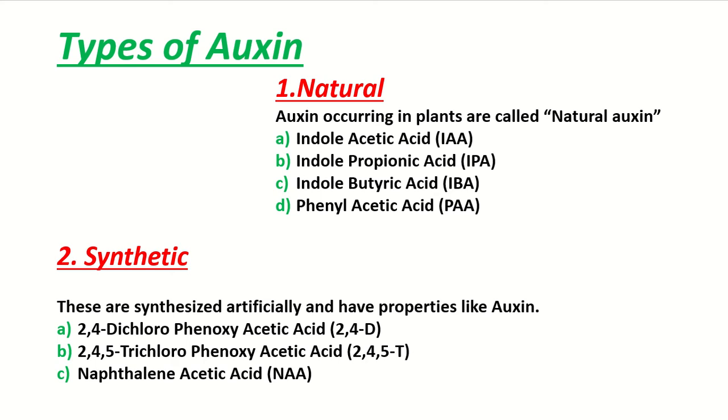The second category is the synthetic auxin. The synthetic auxins are chemical compounds which are synthesized artificially and have the properties of auxin. There are three types of synthetic auxin. They are 2,4-dichlorophenoxy acetic acid, which is commonly known as 2,4-D. The second is 2,4,5-trichlorophenoxy acetic acid, generally known as 2,4,5-T. The third one is naphthalene acetic acid, that is NAA. So this is about the two types of auxin.